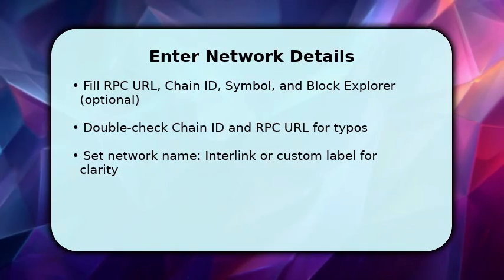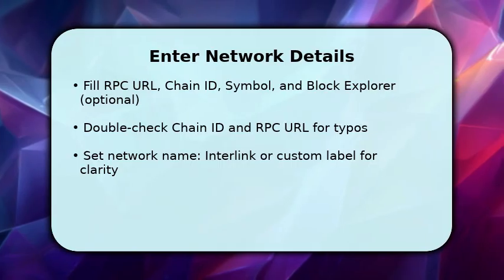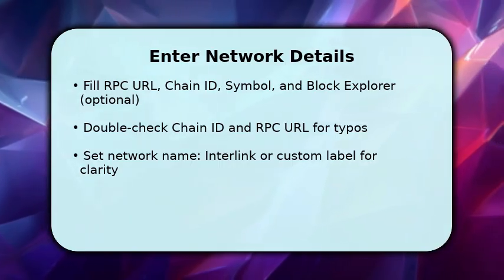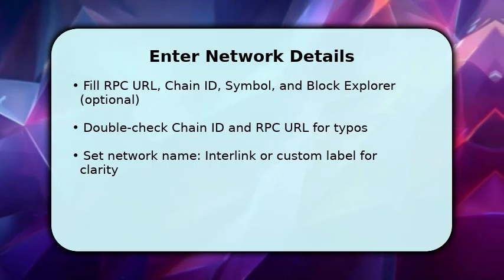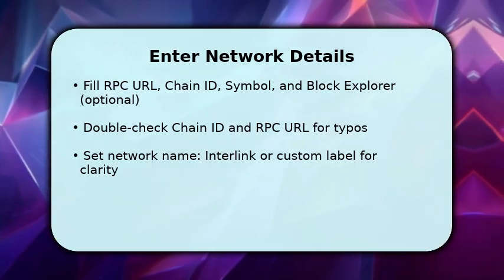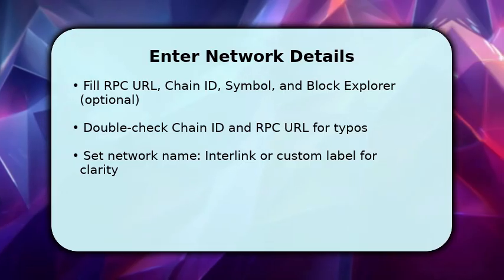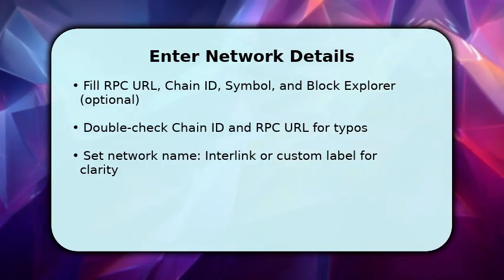Paste the RPC URL, enter the exact chain ID, set the token symbol, and optionally add a block explorer URL. You must type values precisely. A single wrong digit breaks connectivity. Once the fields are populated, tap Save.